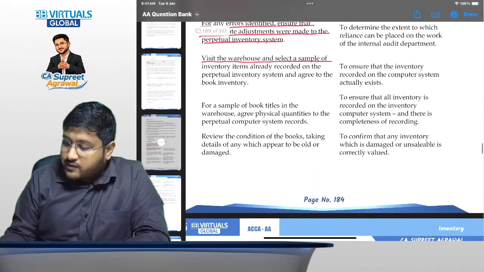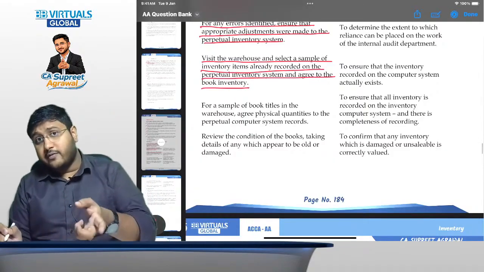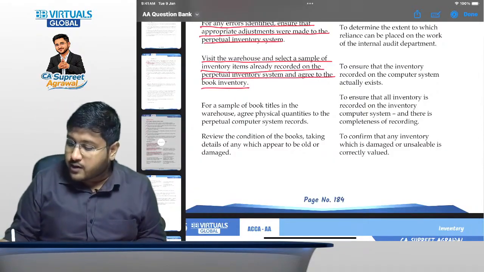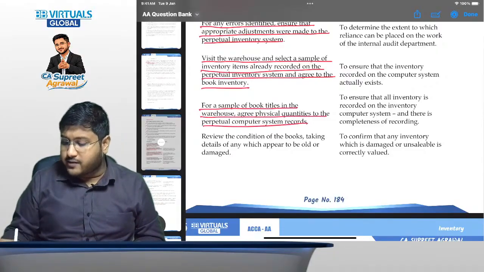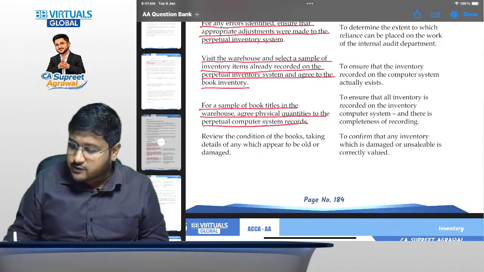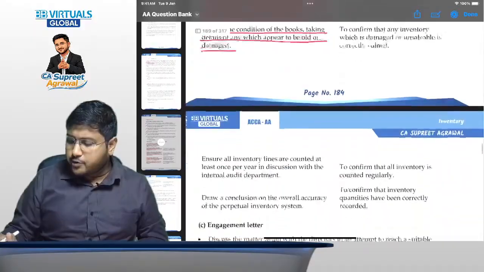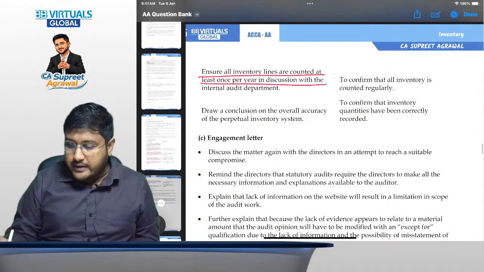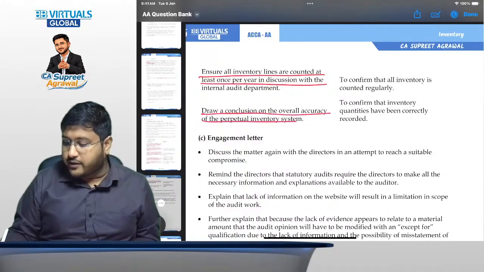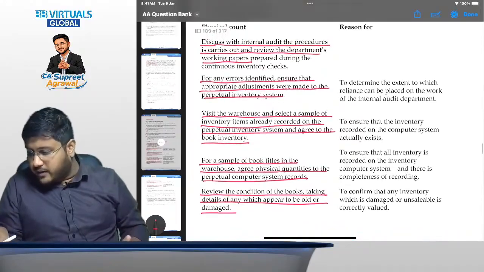Then visit the warehouse and select a sample of inventory items already recorded on the perpetual inventory system and agree them to the book inventory, whether the quantity and the value are appropriate or not. For a sample of book titles in the warehouse, agree physical quantities to the perpetual inventory system. Same points that we have already discussed. Review the condition of the books, taking details of those which appear to be old or damaged, and ensure all inventory lines are counted at least once per year. Discuss and draw a conclusion on the overall accuracy. All of these points are exactly similar to what we have already covered, right?